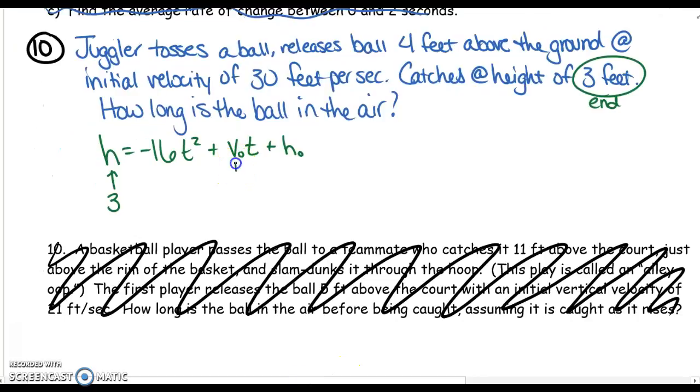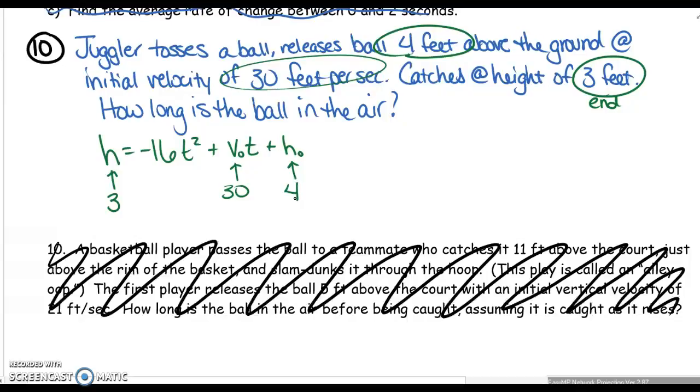Okay, v sub 0, that's the initial velocity. What is the initial velocity of this ball? 30 feet per second is our initial velocity. H sub 0 represents the initial height. What is the initial height of the ball? 4 feet is the initial height. So initial height is where the ball is released. End height is where the ball is caught after a certain number of seconds.